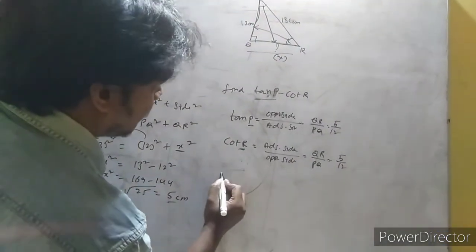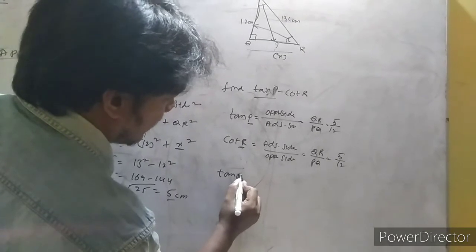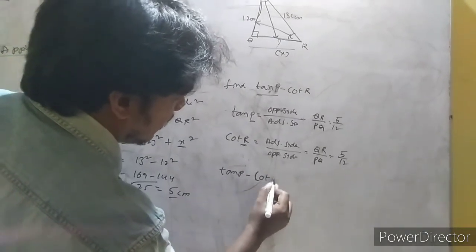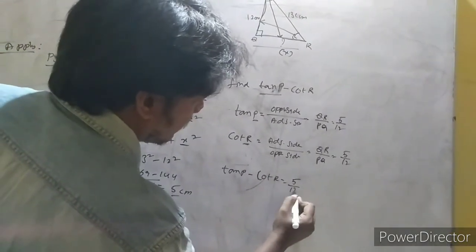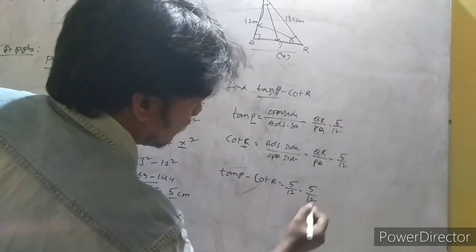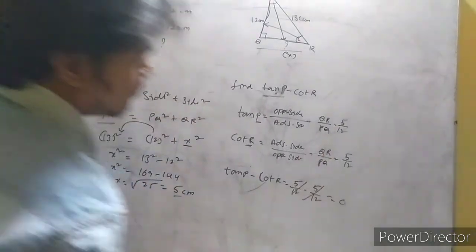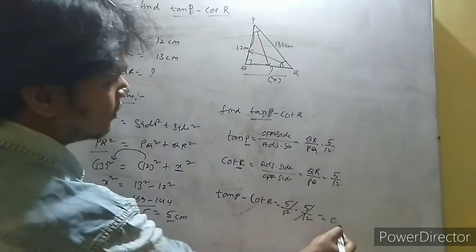Therefore tan P minus cot R is equal to 5 by 12 minus 5 by 12, which is 0. The value will be 0.